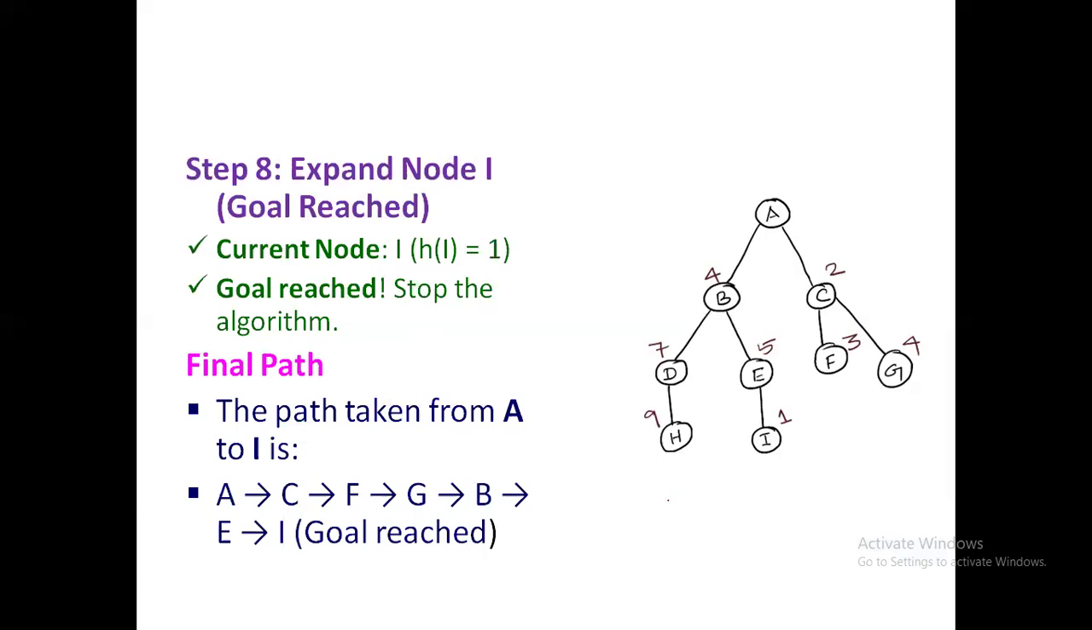We know that I is the goal node. Finally, node I, the goal node, is expanded. Since node I is the goal, the algorithm stops, and the path is traced back from I to A. The goal is reached now.